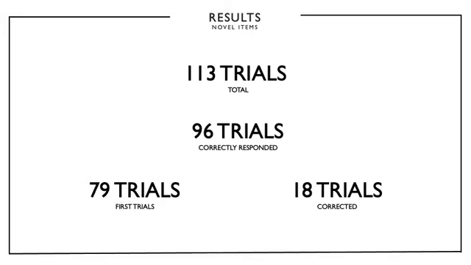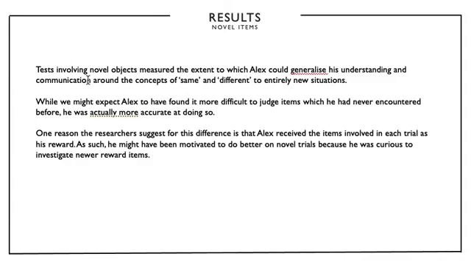But why is that? Now, tests involving novel objects measured the extent to which Alex could generalize his understanding and communication around the concept of same and different to an entirely new situation. As you can remember, this is called symbolic representation. While we might expect Alex to have found it more difficult to judge items which he had never encountered before, he was actually more accurate at doing so. For some of the novel items, if you remember, there was the five-cornered paper and pink pom-poms. When he was tested with this, he actually got it right.